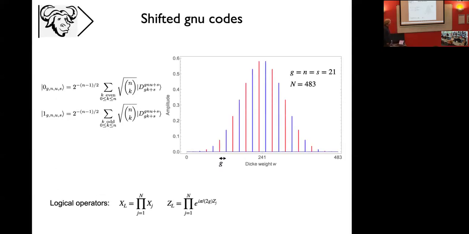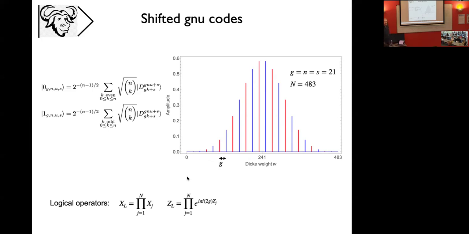And yeah, so let's just get a little visualization here of these code words. So for 483 qubits, the amplitudes of these code words are binomially distributed. So let's say the logical 0 is given by these red amplitudes. I'm just plotting the amplitude versus the weight on the Dicke space. So the red ones are the logical 0, the blue amplitudes refer to the logical 1. And the separation between these two peaks here is given by this bit flip distance parameter g.